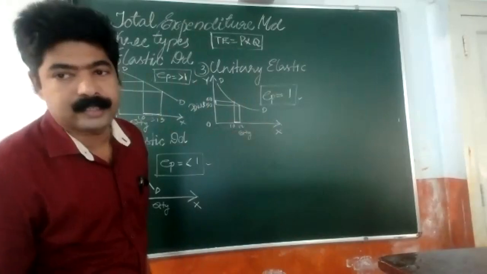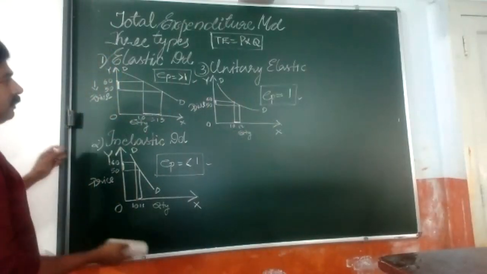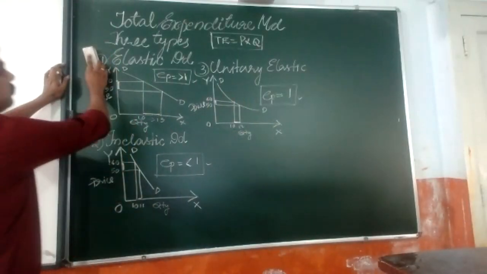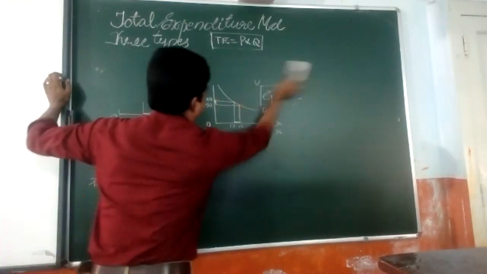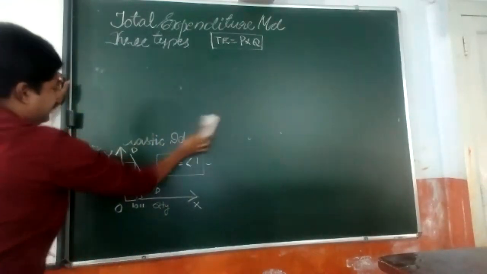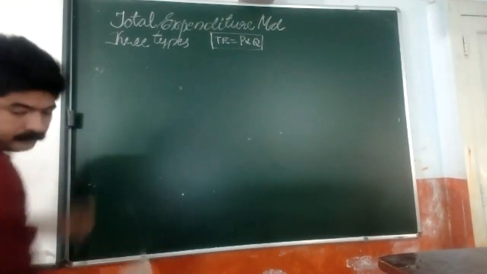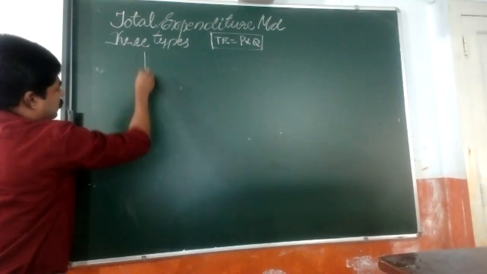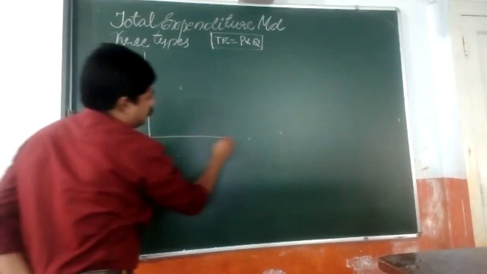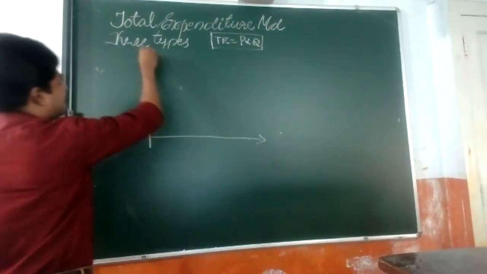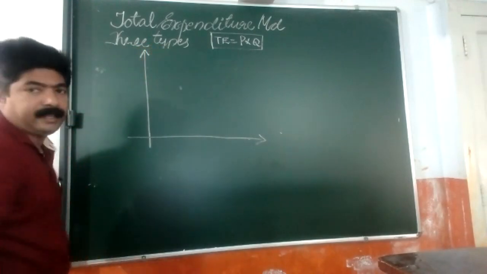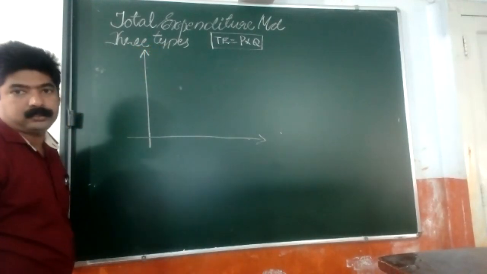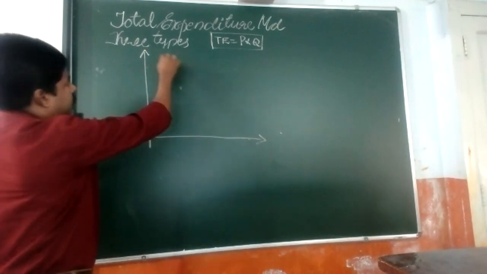Now, all these three types, can we draw them in a single diagram? Let us draw these three types of elasticities under the total expenditure method in a single diagram. I am just rubbing this out. We can draw all three elasticities of total expenditure in a single diagram. So this is a single diagram.